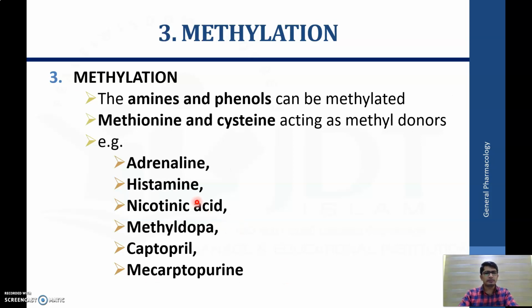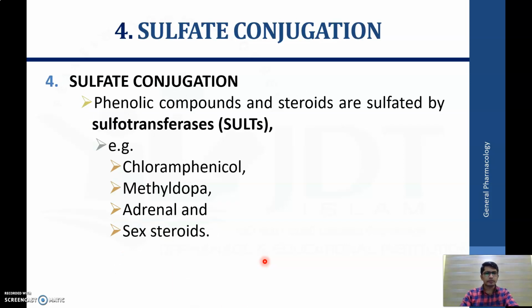Now coming to the third phase 2 reaction, that is methylation. In this, amines and phenols are methylated by methionine and cysteine, which act as methyl donors. Examples of drugs which are metabolized by methylation reactions are adrenaline, histamine, nicotinic acid, methyldopa, captopril and mercaptopurine. Now coming to the next reaction, that is the sulfate conjugation reaction.